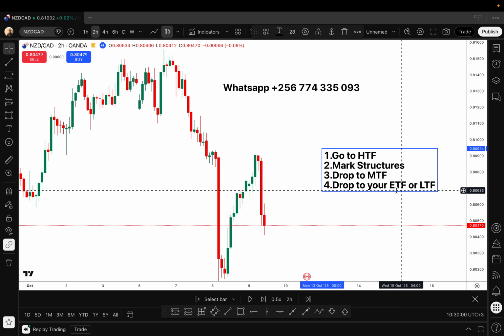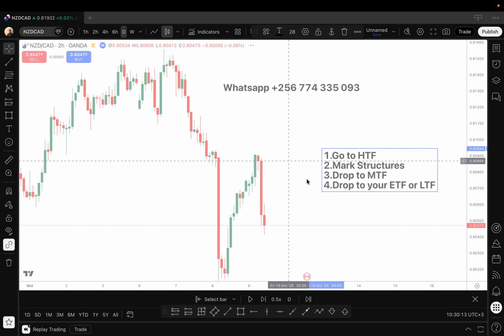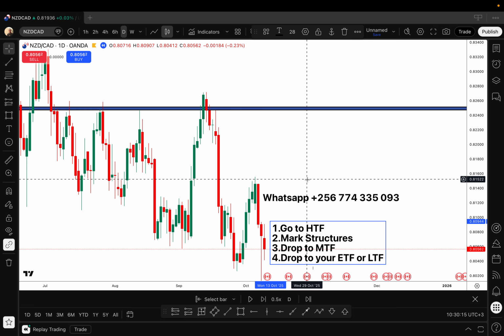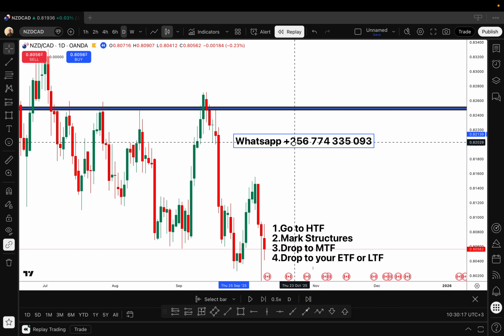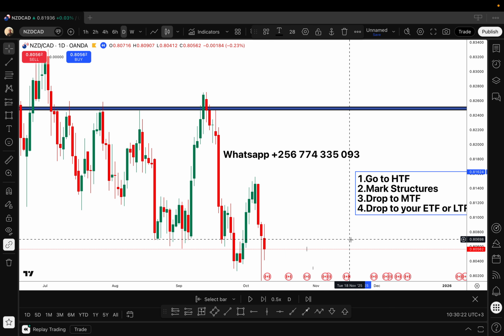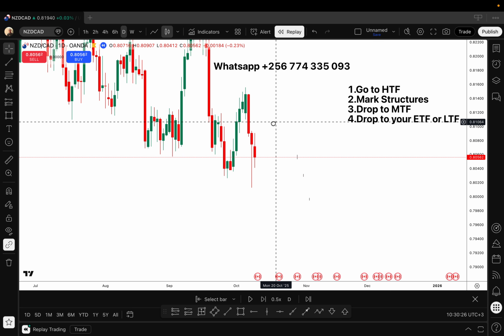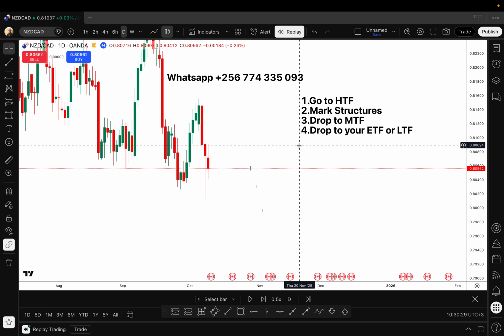Okay, let's proceed. Enough of that. So now we have articulated our rules. We are now just waiting to apply them on the charts such that they can make sense. Good. So rule number 1 is go to your highest time frame, which is our daily time frame. When you go to your highest time frame, what do you want to see? You want to mark out your structures. You want to look at demand and supply zones. You want to look at support and resistance zones. You want to look at the candlesticks, the direction of the market, and see what happens.